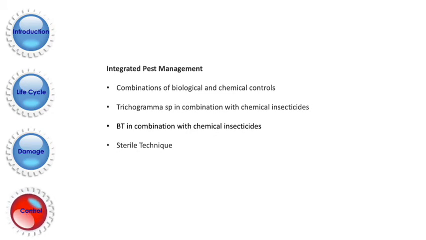Combinations of biological and chemical controls have also proved successful. Application of Trichogramma in combination with the chemical insecticides gave good control of pink bollworm in India and Pakistan. And Bacillus thuringiensis, which is also called Bt, has been found to be effective in combination with chemical insecticides in Egypt.